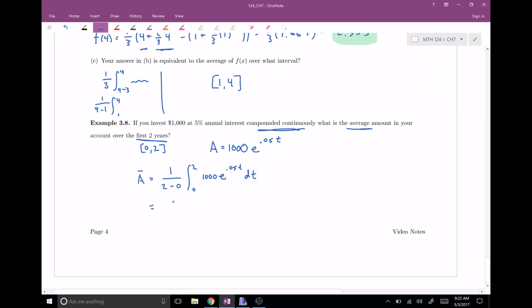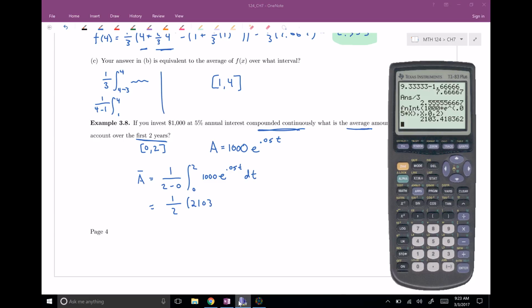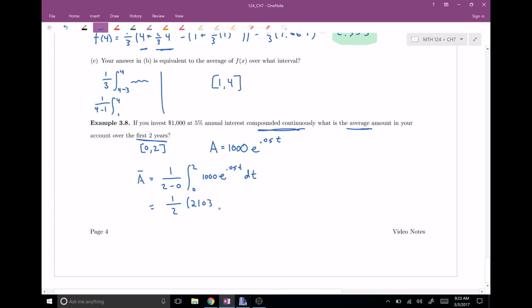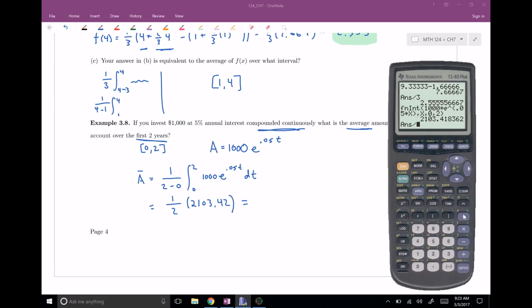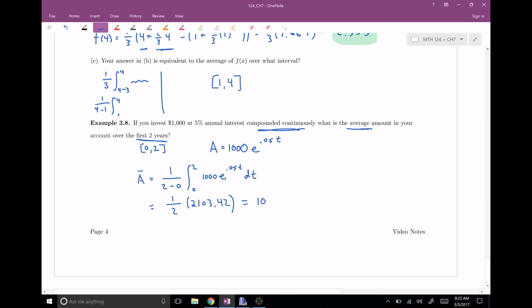$2,103. So we have still this part out here, times $2,103, and I should have written down the cents here. So let's say 40.42. Okay, so let's divide that by 2, or multiply by 1/2. And so the average amount in our account over those 2 years is going to be $1,051.71.